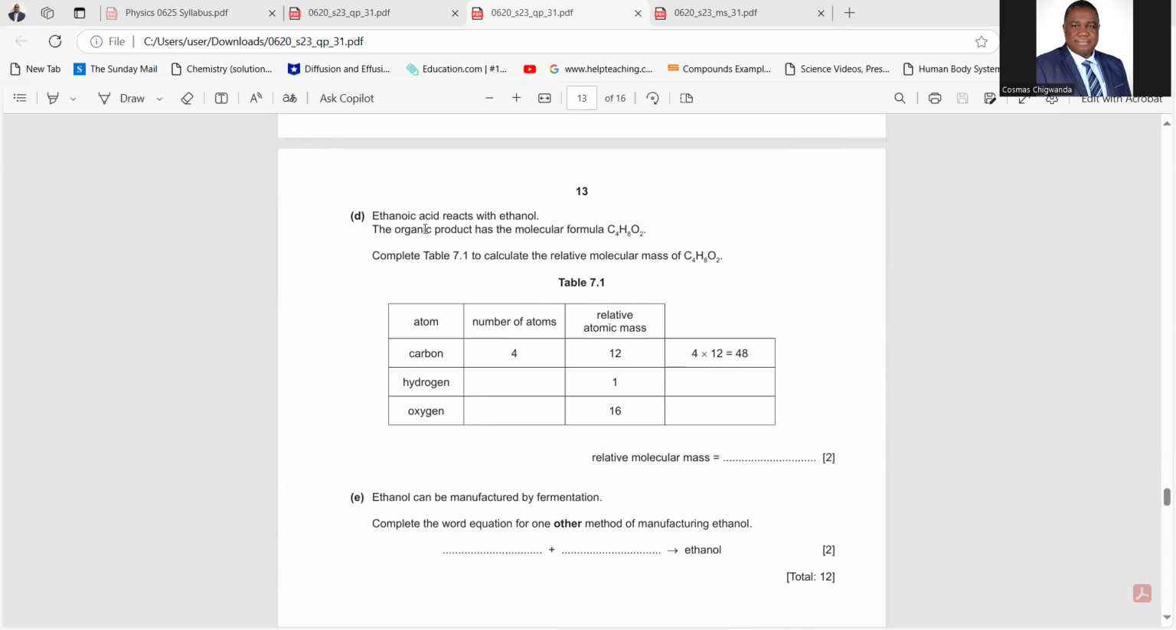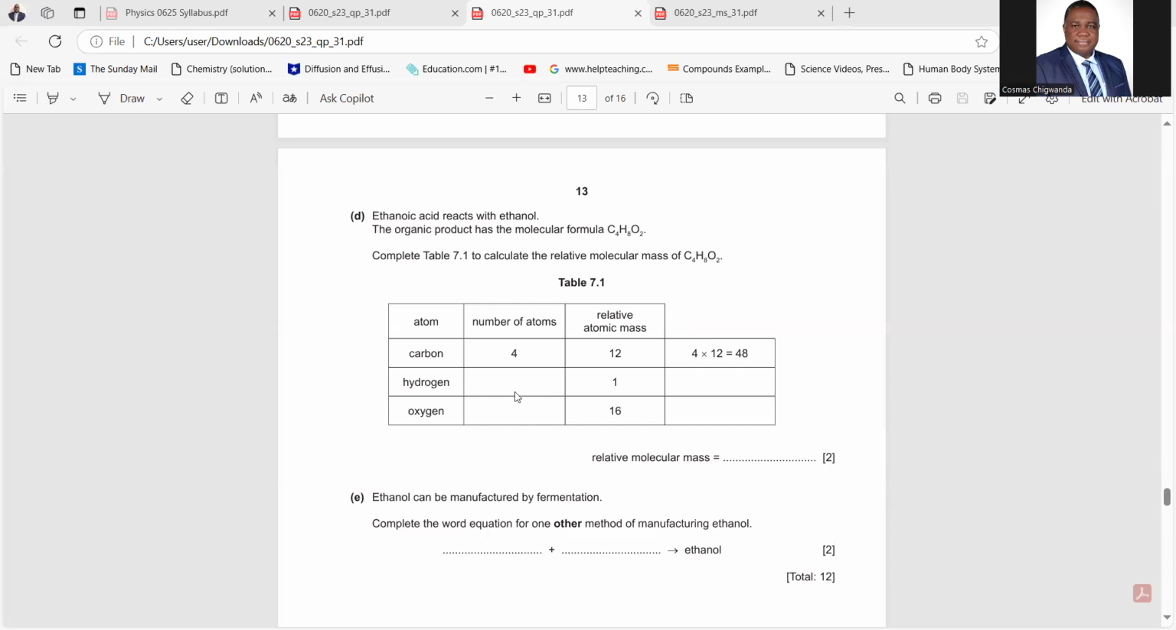It says ethanoic acid reacts with ethanol. The organic product has a molecular formula C4H8O2. Complete table 7.1 to calculate the relative molecular mass of C4H8O2. Right, so we're going to analyze the compound that we're given, and then we're going to use the information on the number of atoms to complete the table. Carbon has already been done for us. We have 4 carbon atoms, and we're going to say 4 multiplied by 12, and we get 48.